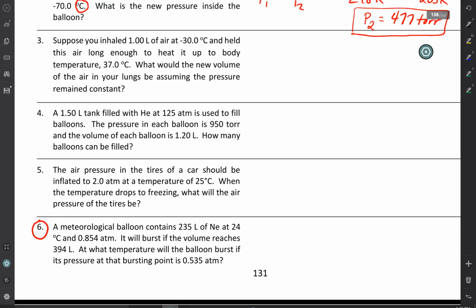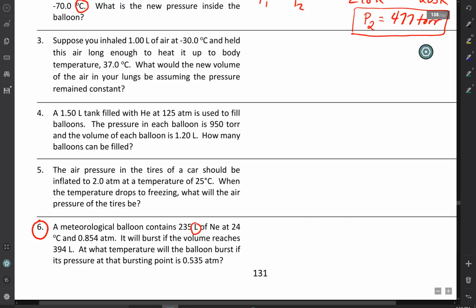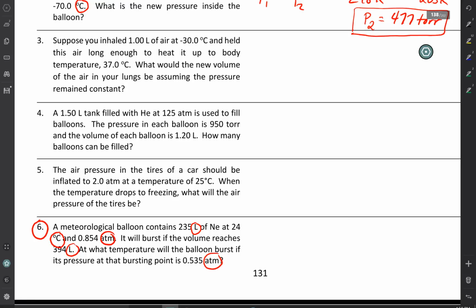Oh wow, lots of information in here. Just like I did with the last question, I'm going to focus in on the units. So I see liters, degrees Celsius, atmospheres, liters again, atmospheres again. So I've got liters, which is a volume, Celsius, a temperature, atmospheres, a pressure. So I've got all 3 variables that I have to keep track of. So this is pointing me at the combined gas law.